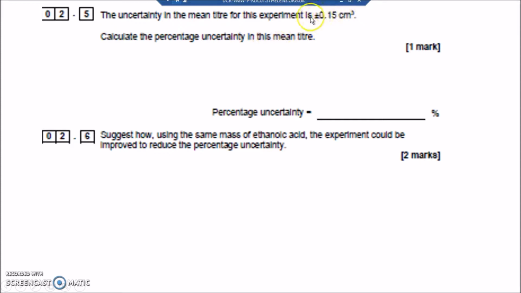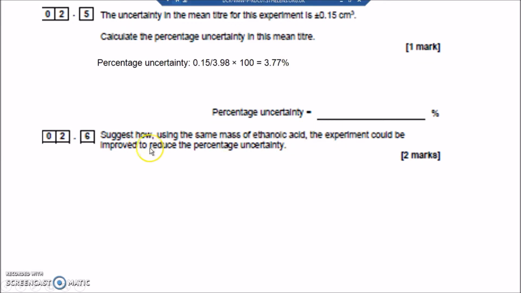So I take that value, that's how far the titration could be out, 0.15, and I divide by the value of my titration. The value of my titration was 3.98 and I multiply by 100%. So I take the error, how far out it can be in centimetre cubed, I divide by the volume of my titration and multiply by 100. I could be 3.77% out. That's my percentage uncertainty.